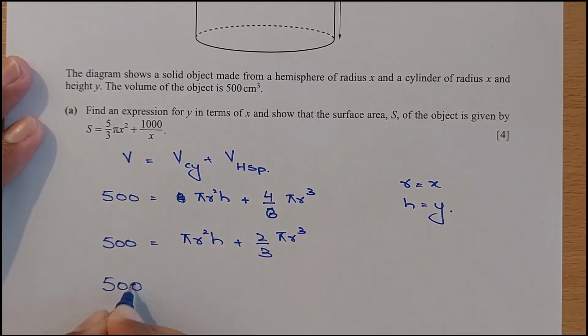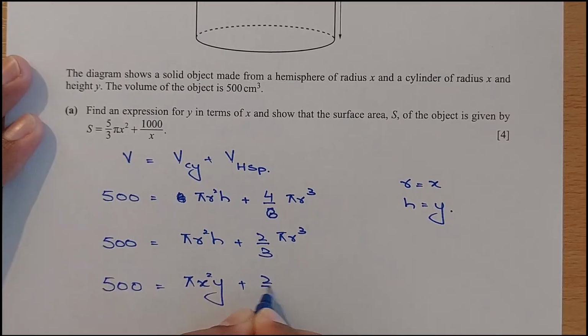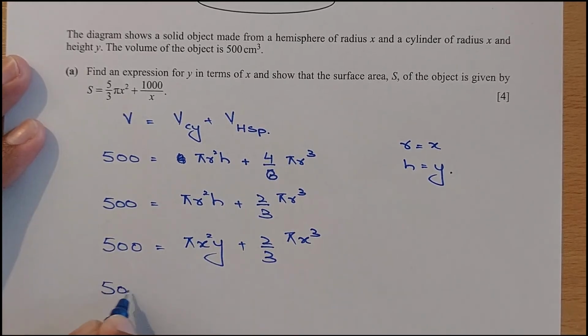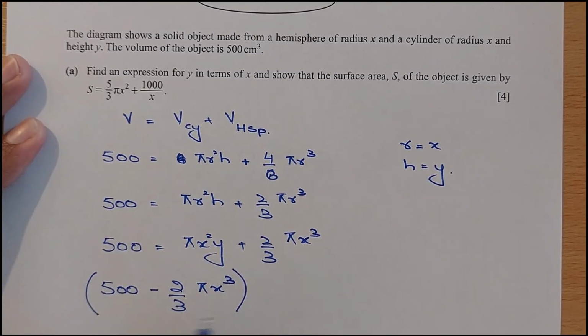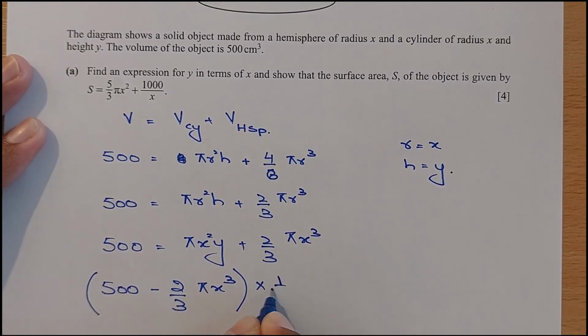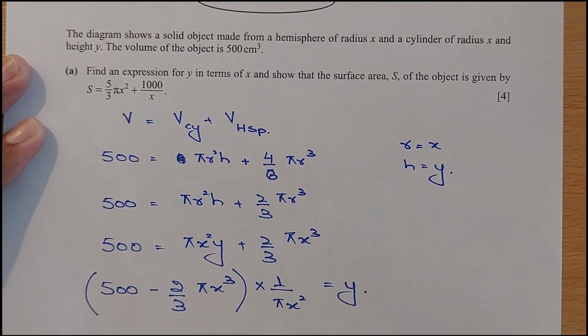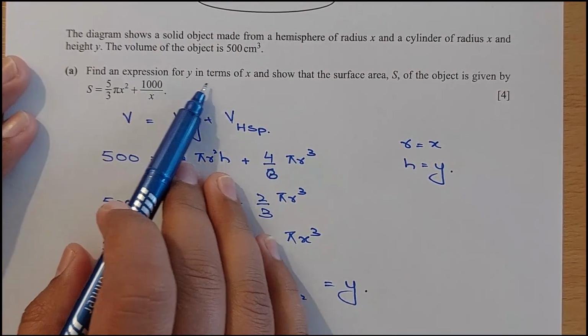So now 500 is equal to pi x squared y plus 2 by 3 pi x cubed. Okay, so the value for y is 500 minus 2 by 3 pi x cubed, times 1 by pi x squared. This is the value for y from the given information. Now for part a, find an expression for y in terms of x.